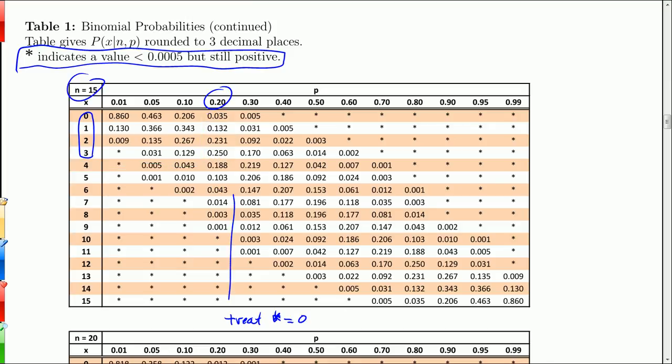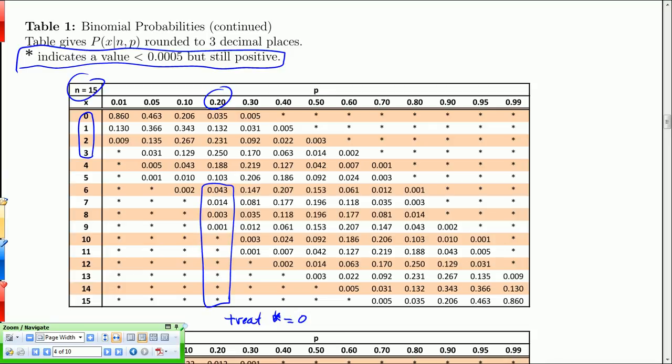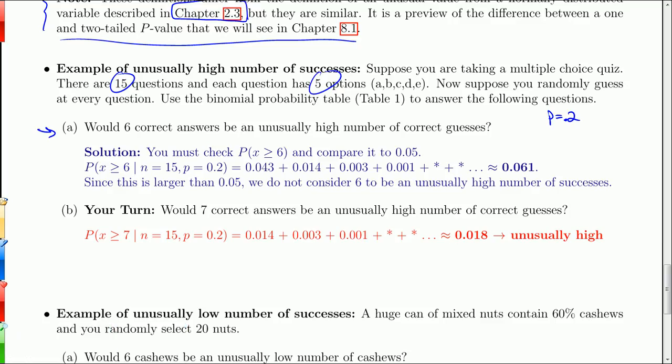So we did this already. If you add up all these, we're going to find out what the probability of getting 6 or more is. And when you add all those numbers up, you get 0.061. Now that is not small enough to be considered unusual. It is not less than or equal to 0.05. It's bigger. So 6 would not be an unusually high number of correct guesses.